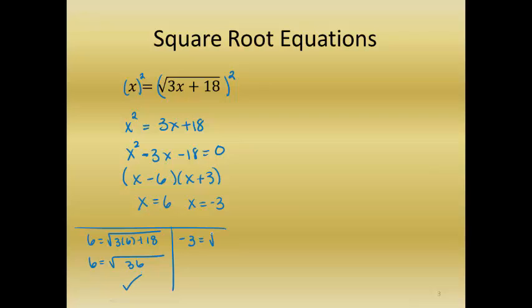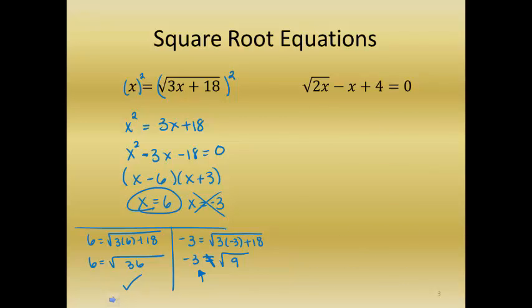Let's go to the other side. Negative 3 equals the square root of 3 times negative 3 plus 18. That is, negative 3 equals the square root of negative 9 plus 18, or the square root of 9. You see, but this doesn't work because I cannot have a square root equal to a negative number. So negative 3 is an extraneous solution, and my only answer is x equals positive 6. Let's try another example.